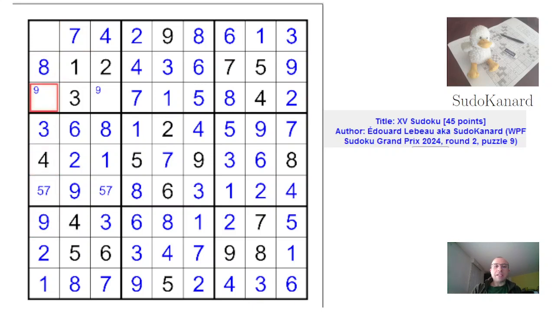This 9 here tells us that 9 actually goes there. And that's a 6 and that's a 5. And this is it for this 10-5 Sudoku puzzle.